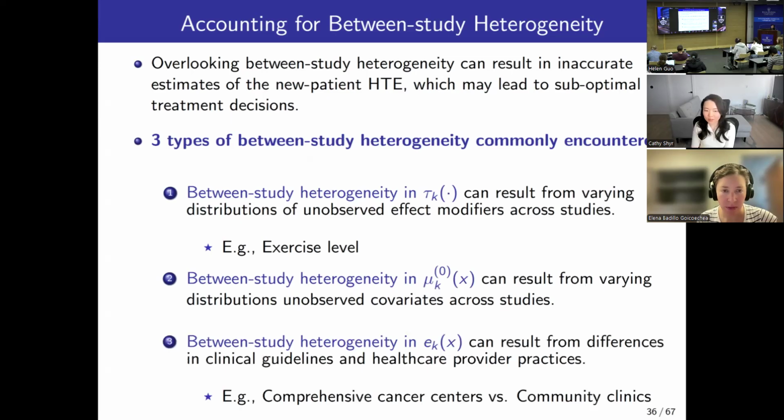And last but not least, between study heterogeneity and the propensity scores, EK, can result from differences in clinical guidelines and healthcare provider practices. So being a patient at a comprehensive cancer center versus at a community clinic, there might be differences in the treatment protocol, where someone at a comprehensive cancer center may be more likely to be prescribed a more aggressive or newer treatment than a patient at a community clinic.